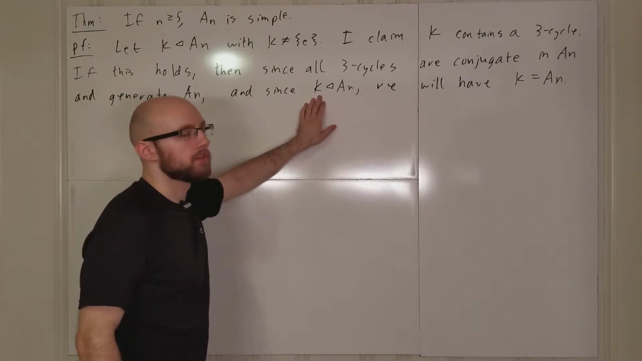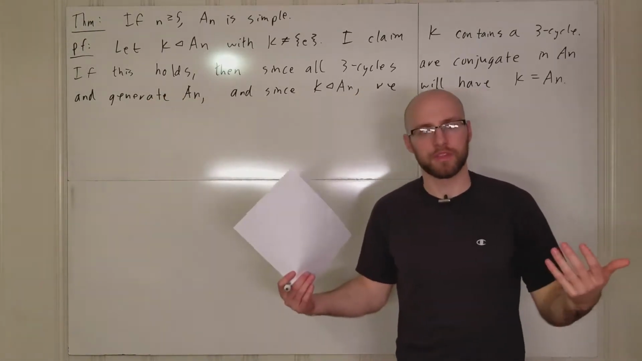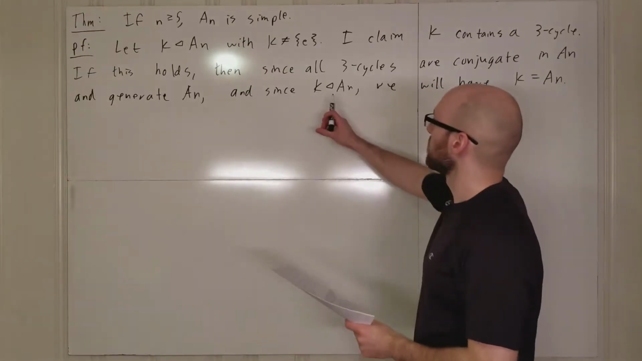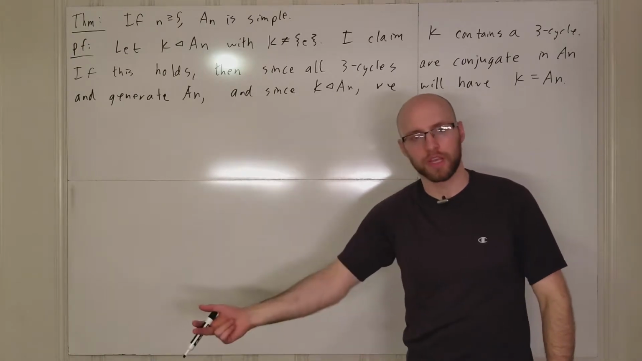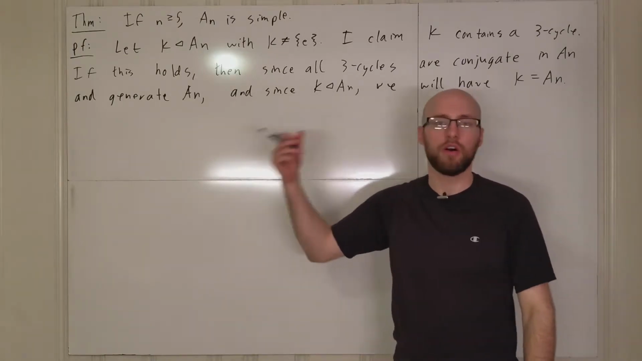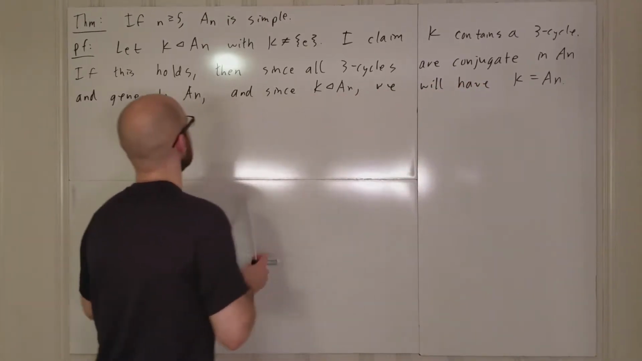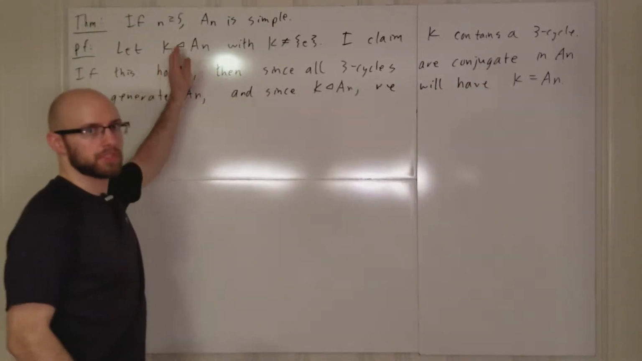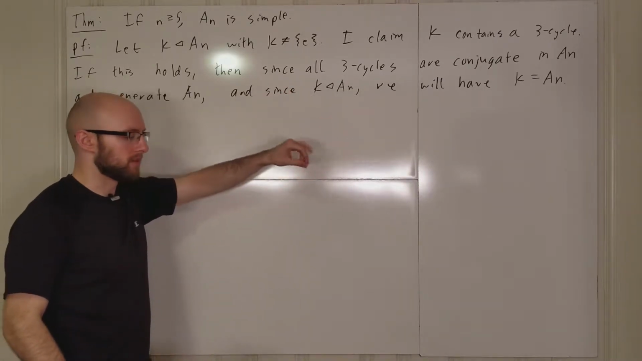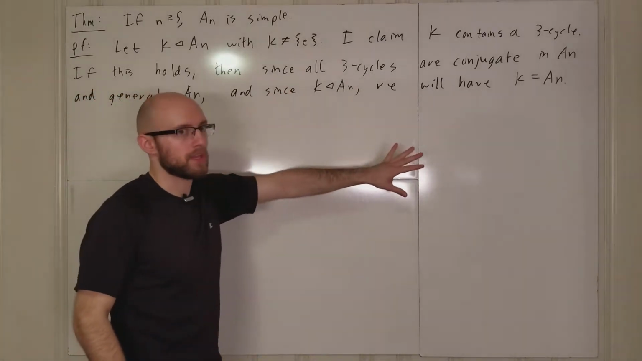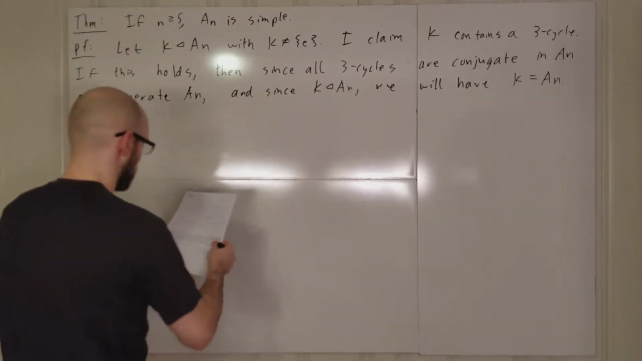And that means that if you conjugate an element of K by anything in A_n, you get another element of K. And so, the fact that K contains a 3-cycle will mean that K contains all 3-cycles, which means that K contains all elements of A_n, and thus K equals A_n. So that will mean that if you take any normal subgroup which is not the identity subgroup, not the 0 subgroup, then it has to be the whole group, and that's what it means to say that A_n is simple.